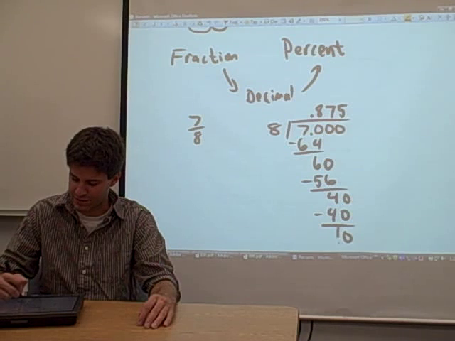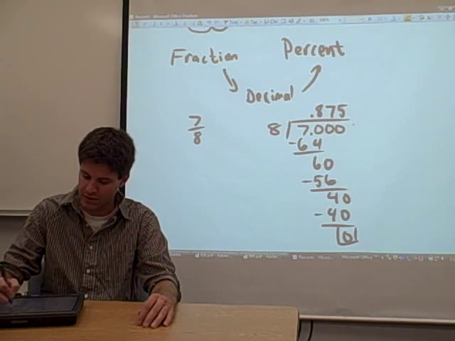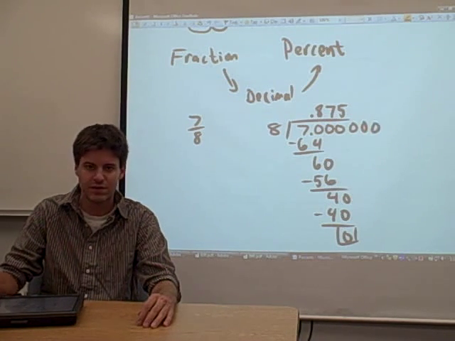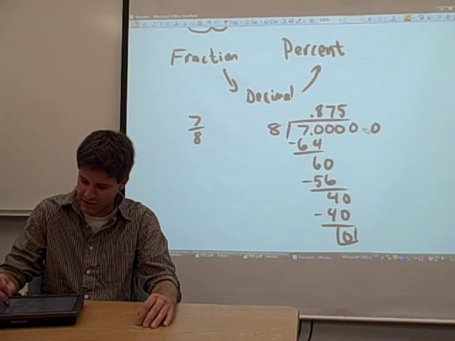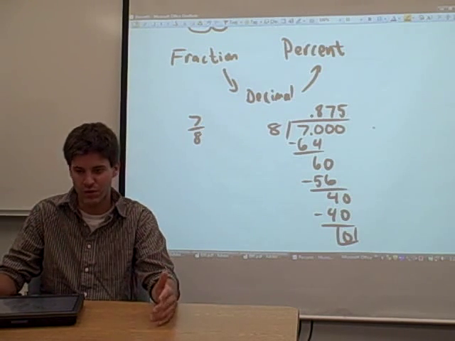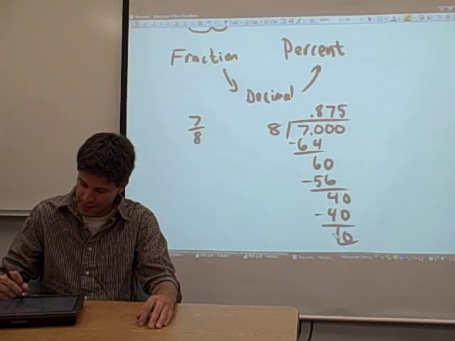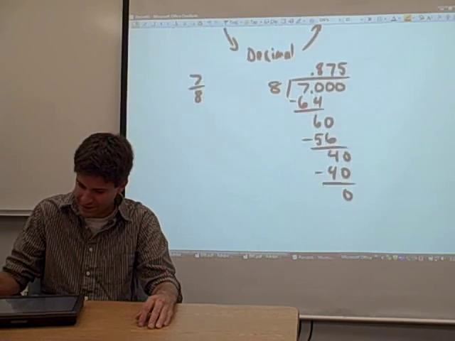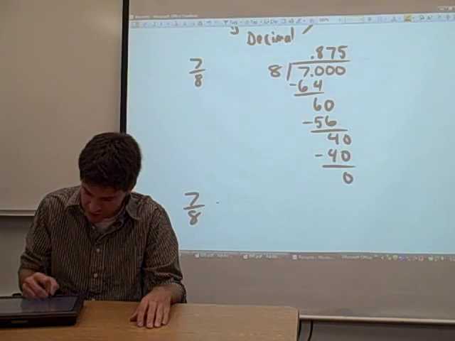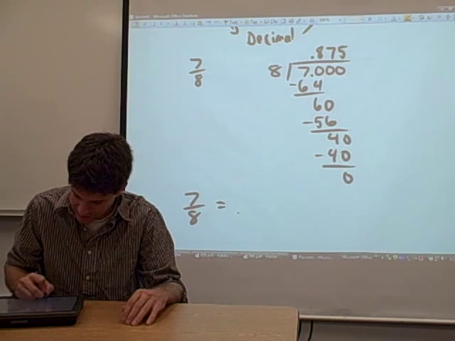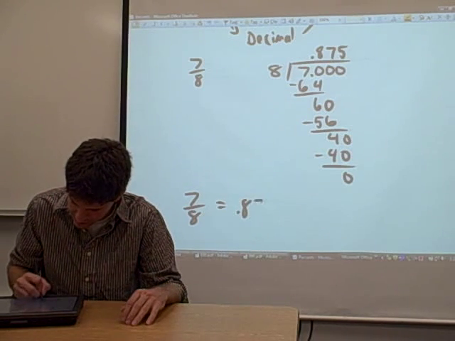If we didn't get a remainder of 0 down here, what we could do is we could continue to add zeros to the end of our decimal place and continue the long division. But we got a remainder of 0, so we can stop. We know that 7/8, when we did the long division, is exactly 0.875.